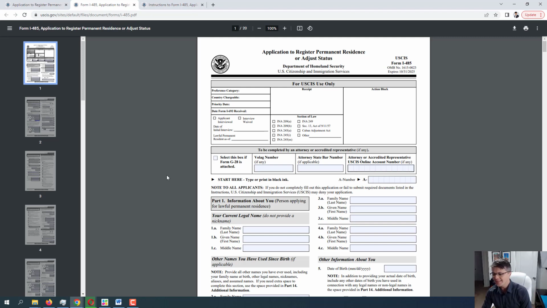All right, let's start. As you can see, the very first part right here says for USCIS use only. This is just for the immigration officer who is reviewing your application. So we're not going to touch anything here at all.